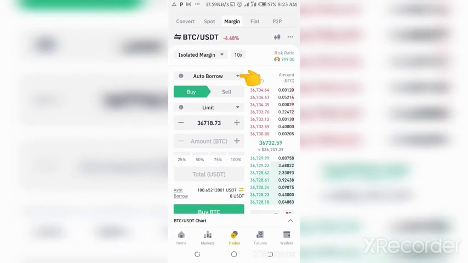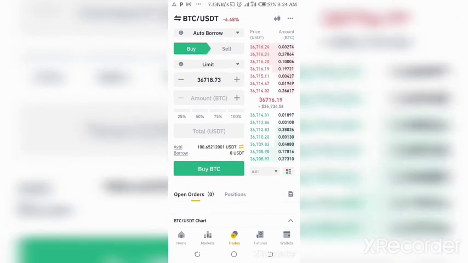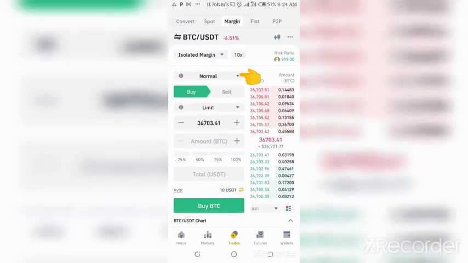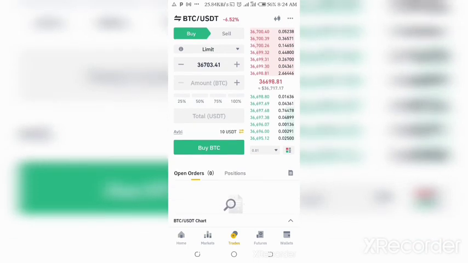Because it is auto borrow, they have increased this amount by 10. That's why you're seeing 100 USDT instead of the $10 that I've deposited. So that's why it is like this. Otherwise, the $10 we've deposited is what is here. When I put it to normal, you see it is going to be 10. So that is the 10 USDT you've transferred.